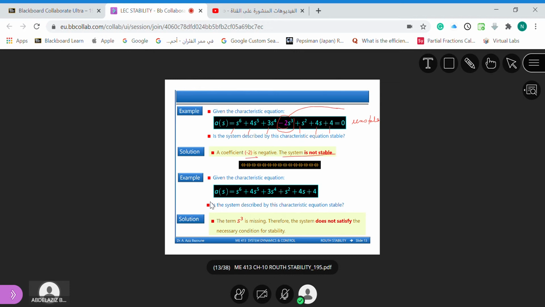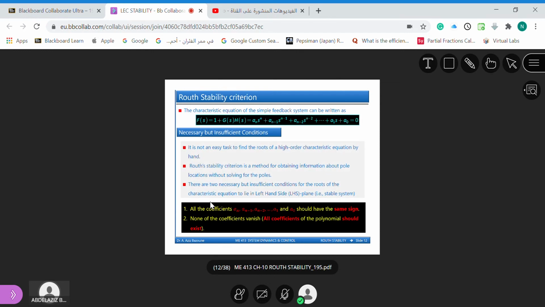So another example here, if we see that we have all the powers, you see we don't have the power 3. Power 3 here does not exist. So the system is also not stable. The Routh criterion said all the coefficients should be positive and the coefficient of the power should not vanish. Here, since the term s cubed is missing, the system does not satisfy the necessary condition for stability.